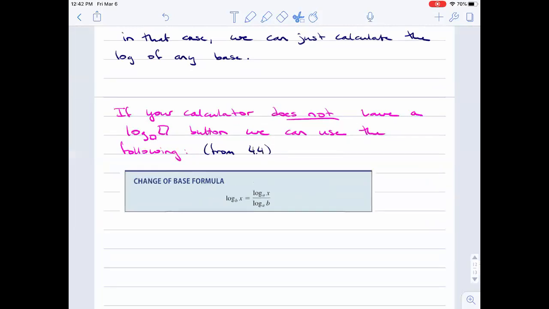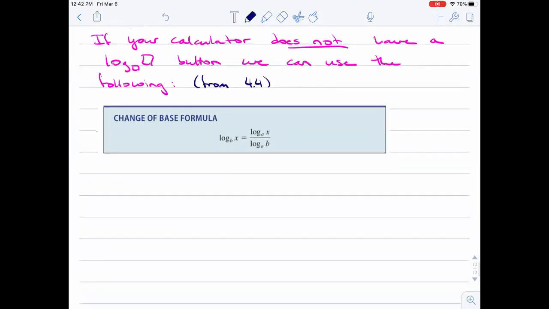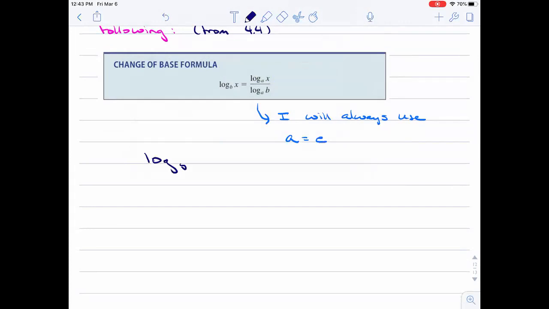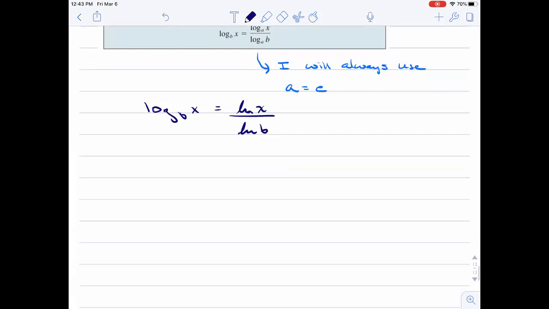Okay? So I will always use a equals e. So what that means is that I can rewrite log base b of x as ln of x over ln of b. So now we can evaluate crazy hard log problems just using the ln button. Now, if I want to do something crazy like log base 14 of 3, I don't even, should work.